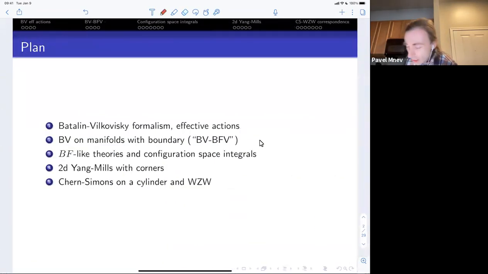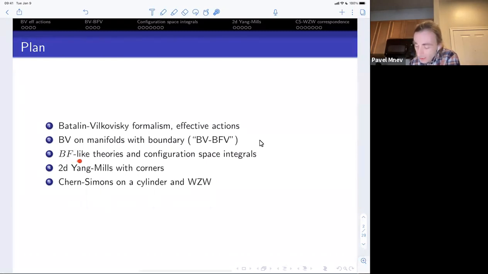I wanted to very briefly talk about Batalin-Vilkovisky formalism and advertise a little bit the idea of Wilsonian effective actions in the BV context. And then we'll transition to the context with boundary, with gluing and cutting, which is dubbed, by this awkward name, BV-BFV formalism, but there's some reason for that. Then applications in some sense.